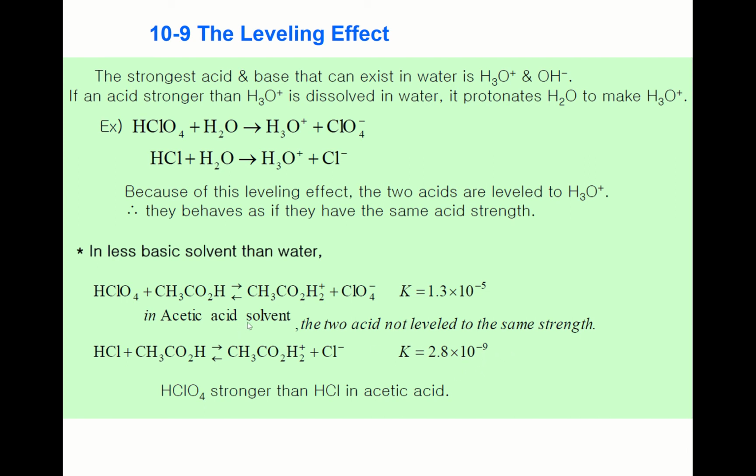So in acetic acid, perchloric acid is a much stronger acid than hydrochloric acid. And here, what is the leveling effect? Level means you make it flat, right? So the difference in acidity cannot be determined. That's the leveling effect in water. They are all strong acids, so the acidity is leveled off.